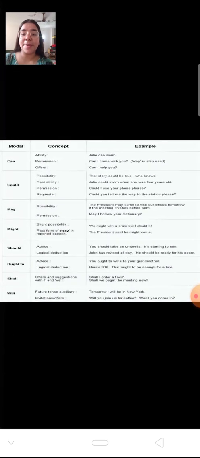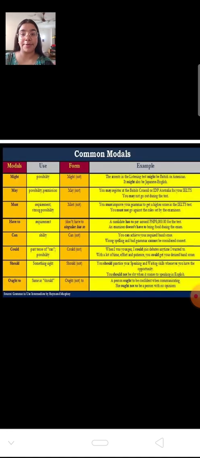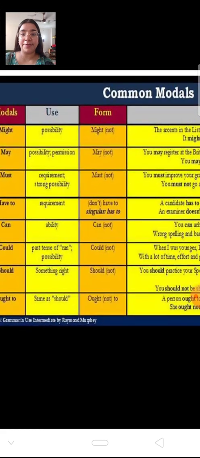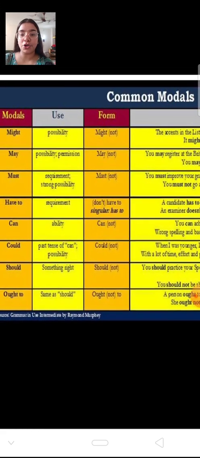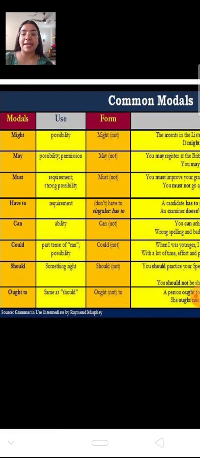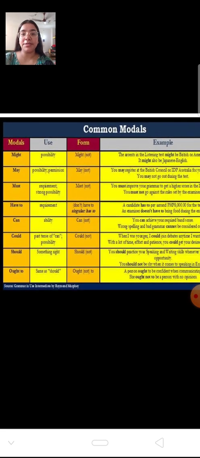In the same way, we have certain words which I think you should go through when I provide you the PDF, so that it will be easy for you to learn these tables. Like, again I have one more table where ought to, should, could, can, have to, must, may, might are used with their examples.